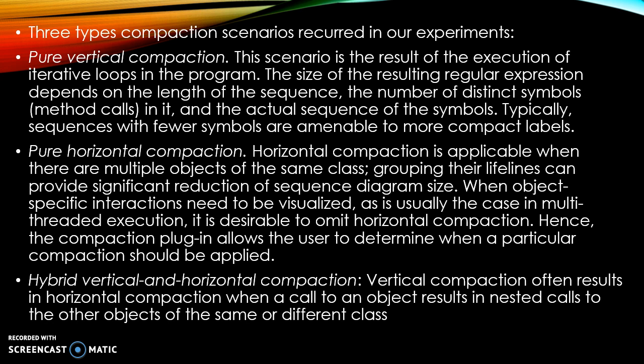Coming to the pure horizontal compaction. Horizontal compaction is applicable when multiple objects of the same class are present; grouping their lifelines can provide significant reduction of sequence diagram size. When object-sequence interactions need to be visualized, as is usually the case in multi-threaded execution, it is desirable to omit horizontal compaction. Hence, the compaction plugin allows the user to determine when a particular compaction should be applied.